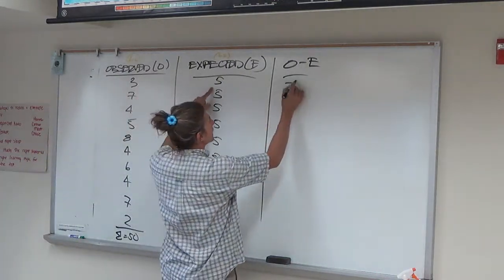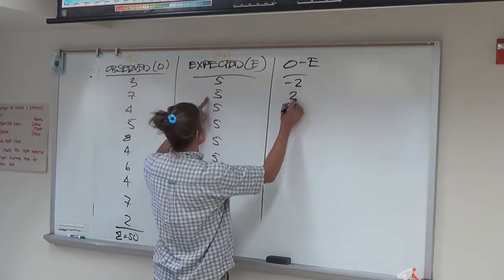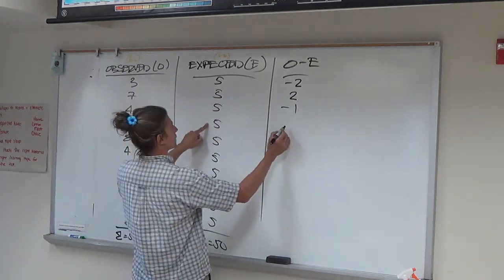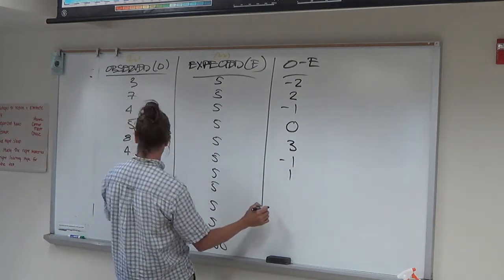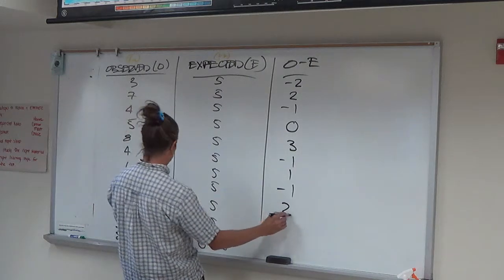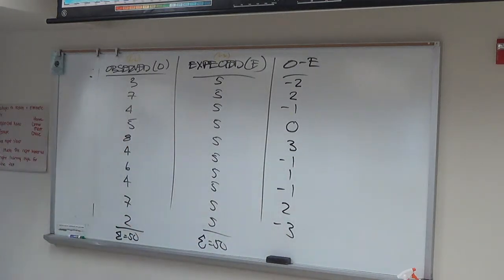So 3 minus 5, negative 2. 7 minus 5, 2. Negative 1, 0, 3. Negative 1, positive 1. Negative 1, 2. Negative 3. In an ideal world, which as Melanie correctly surmised earlier will never happen, what should all those numbers be? In a perfect world, they should all be 0 because there would be absolutely no deviation from the average. But that will never happen. Even our large sample set will never be exactly equal to 0.